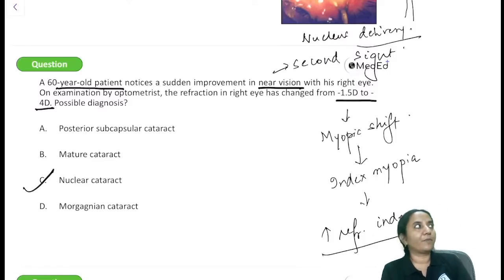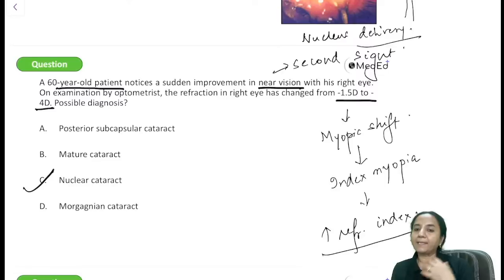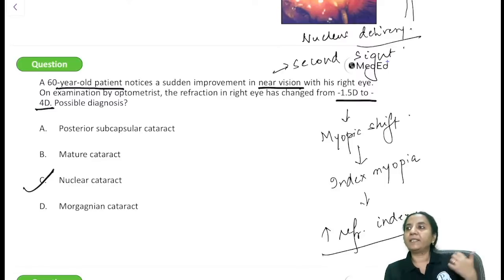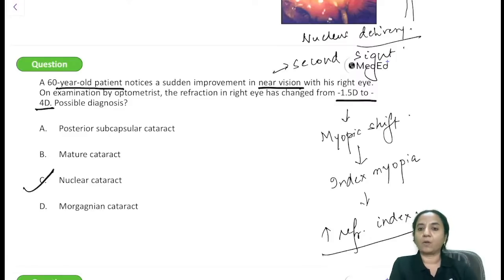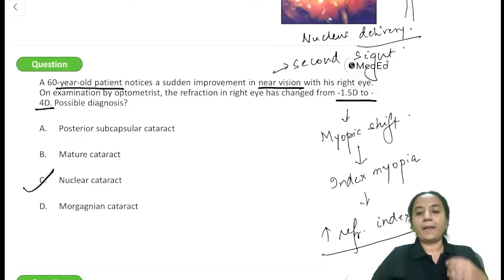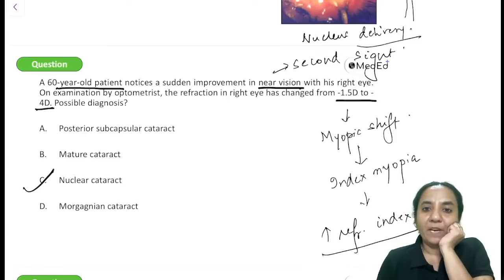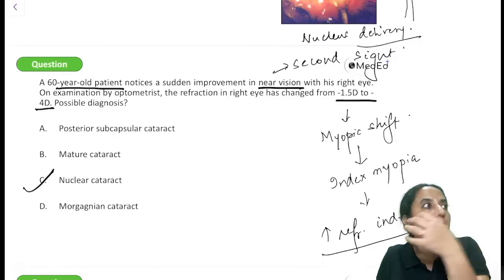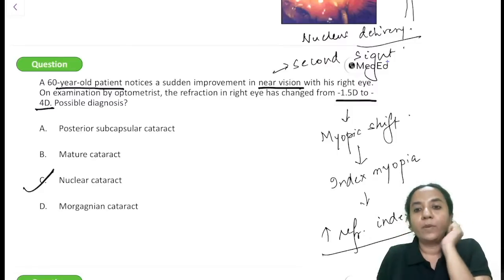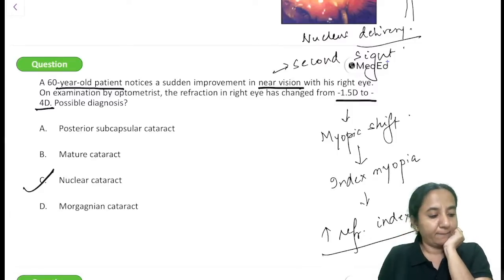So what are the features of nuclear cataract? The center of the lens nucleus becomes more dense. As a result, there is an increase in refractive index. Because of this, there is a myopic shift in refraction, which is called index myopia. And because of the index myopia, patients notice a significant improvement in near vision, which is called second sight.